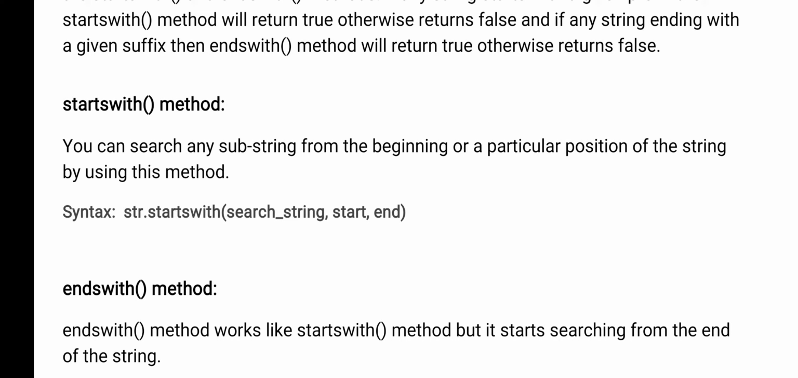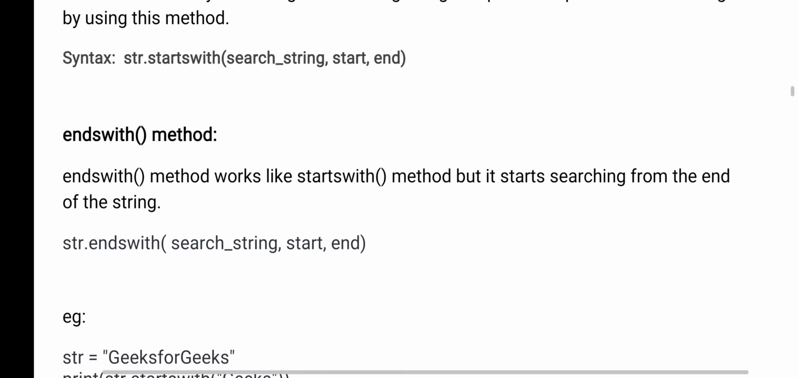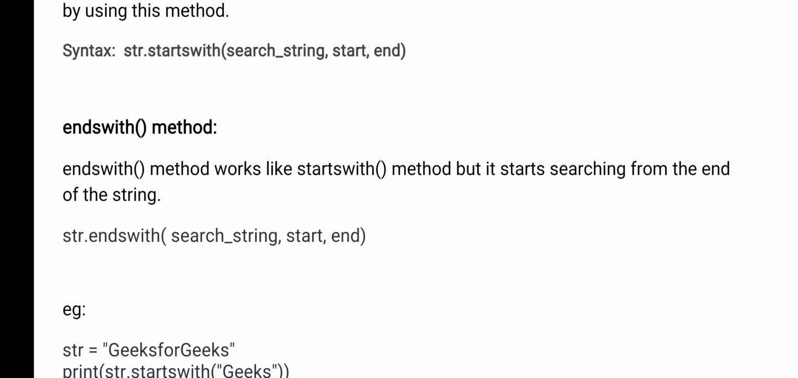Here you see str, the string on which you want to search, dot startswith, which searches for the starting word. Next, the search string, comma, start, comma, end. Whatever string you want to search, along with where to start and where to end. Now endswith is the same, but the opposite. Startswith searches for a prefix at the start, while endswith searches at the end of the string.